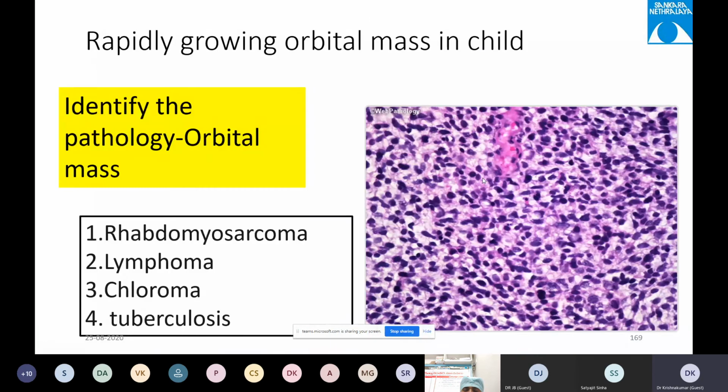Now come to the orbit. This is a rapidly growing orbital mass in a child. What do you think? Could it be a rhabdomyosarcoma? Lymphoma? Yes. Tuberculosis? Yes. All these things are rapidly growing. But this is rhabdomyosarcoma. Embryonal rhabdomyosarcomas are common in the orbit.